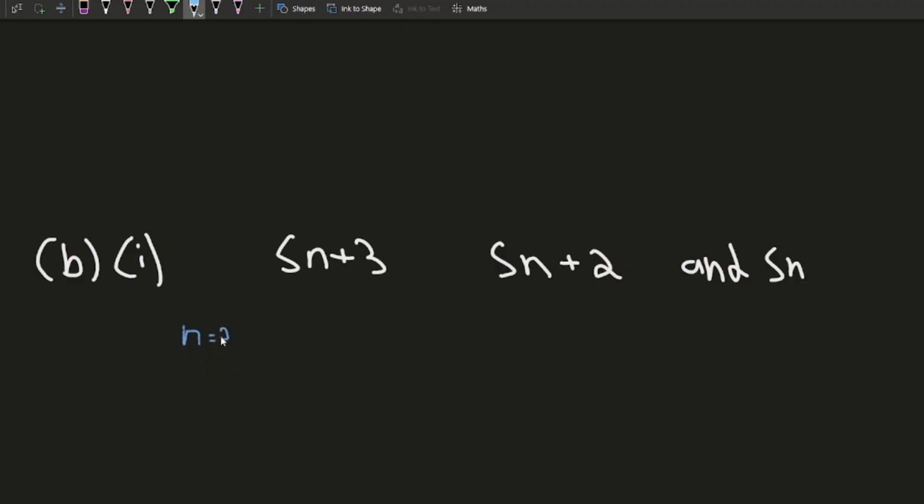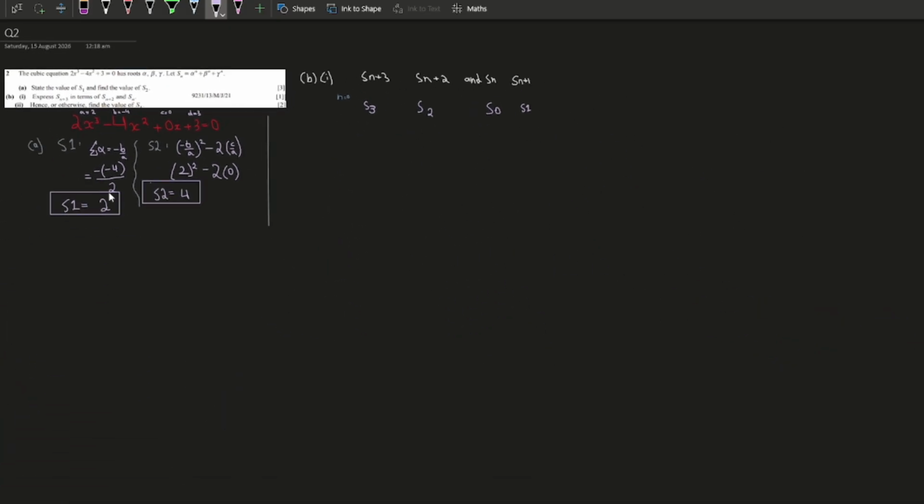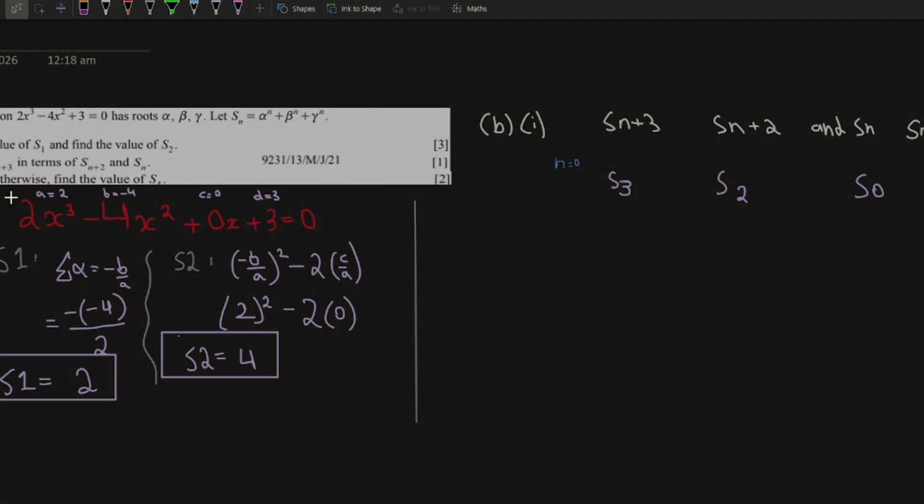Just to make things easier for us, we will take n as 0 to eliminate n. So this Sn will be S3 because n will be 0 and 0 plus 3 is 3. This will become S2, this will become S0, and if we had Sn plus 1, it would become S1. So now we have our equation as this.